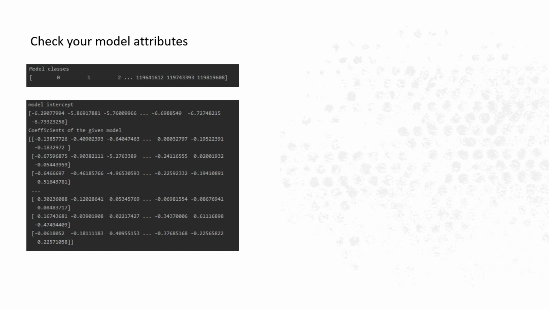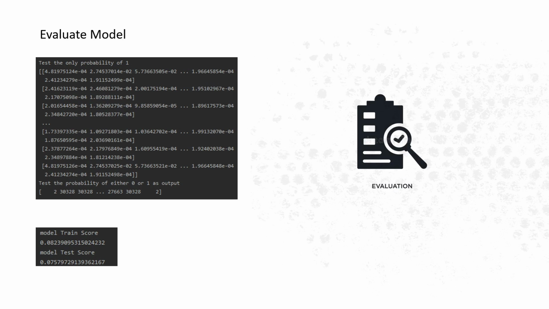So yes, we check our model attributes if they are correct for us, like model classes, coefficients of the given model, and so on. Then we need to evaluate our model. We use it with model score, and we predict it. We predict proba with test data, and we predict actual data with train data.